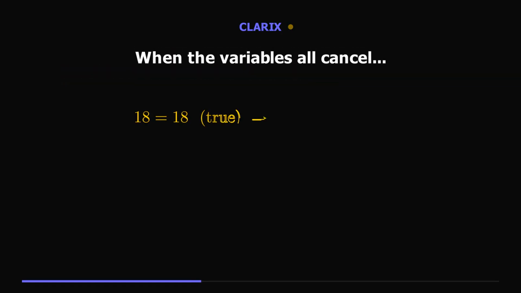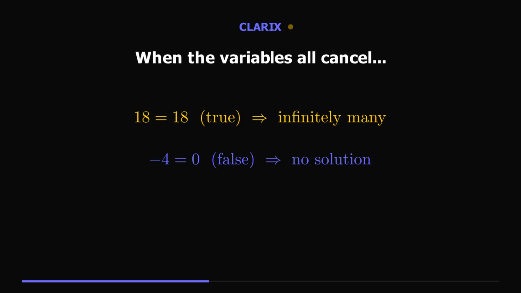Two things can surprise you. If, after substituting, every variable cancels and you're left with a true statement, like 18 equals 18, that means the two equations are really the same line, infinitely many solutions. But if you're left with a false statement, like minus 4 equals 0, the lines never meet. No solution. A true leftover means infinite. A false leftover means none.